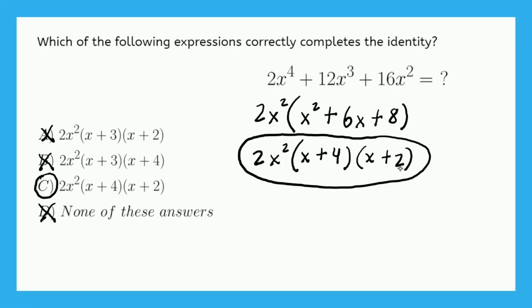So if we take this expression and put it over here on the right, then we know that the left and the right are exactly the same, which means that we have an identity.